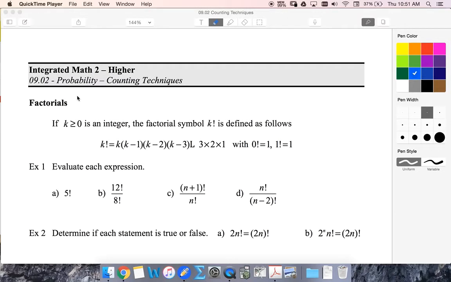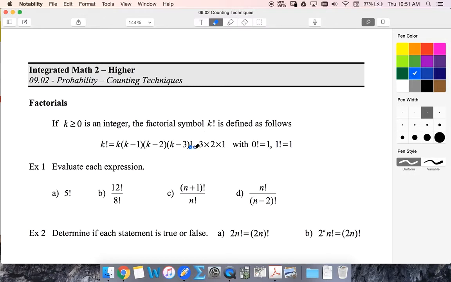All right, students, here with 9.2 notes. These are going to start with factorials. So the symbol for factorial is the exclamation mark. And what factorial means is it's really a shortcut for multiplication that starts at a number and then you decrease consecutively down until you get to 1.